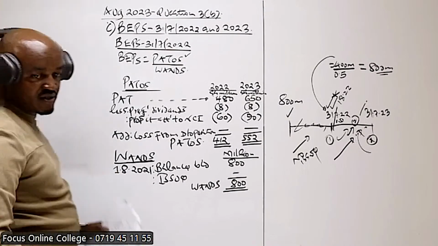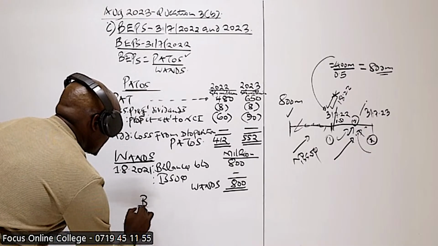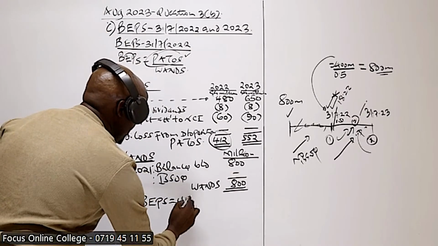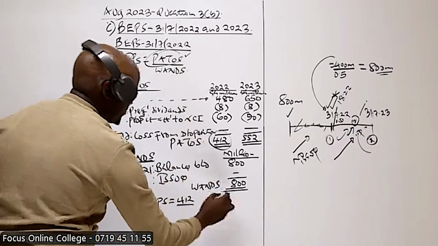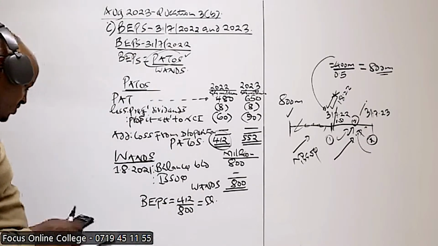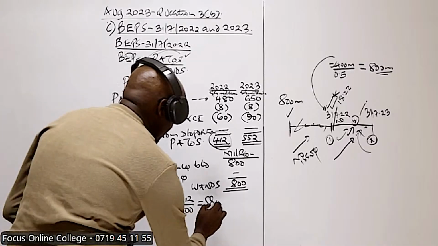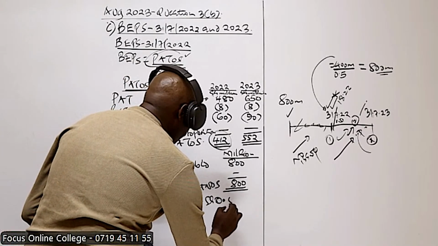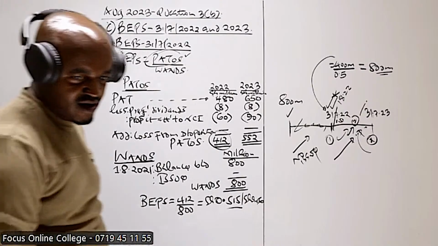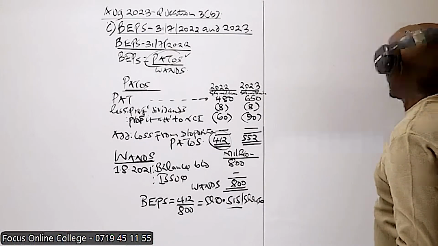So in our case, we can now move on and compute the basic earnings per share by applying our formula, profit attributable to ordinary shareholders, 412, and remember all our figures are in millions, over the weighted average number of ordinary shares, which is 800. So we have 412 divided by 800, and this gives us 0.515 per share. Is that what you're getting?